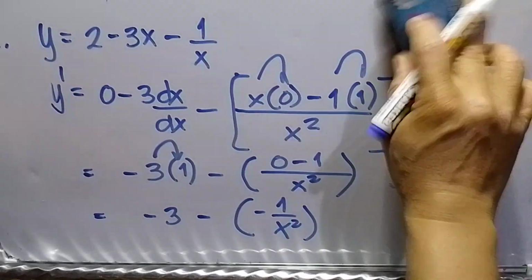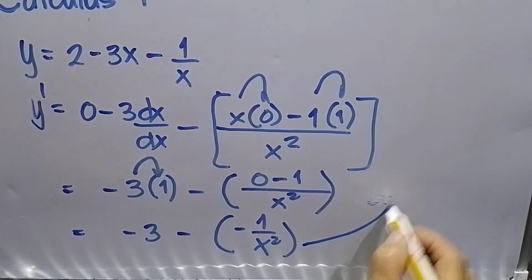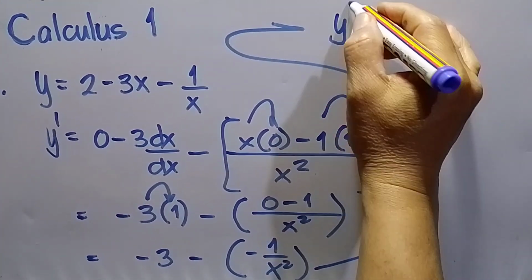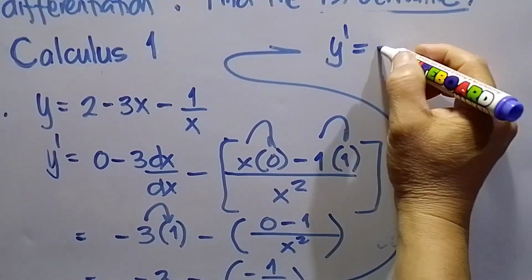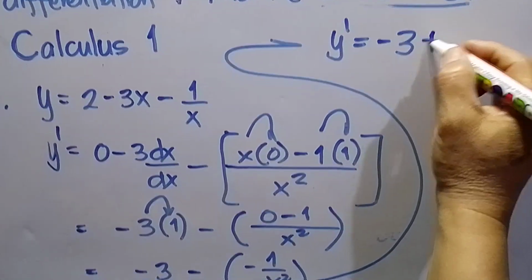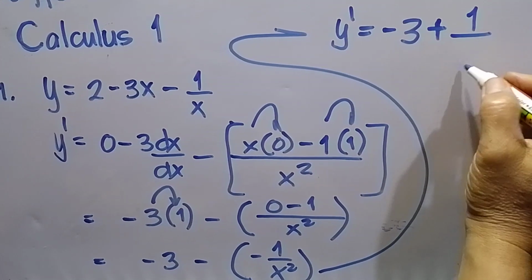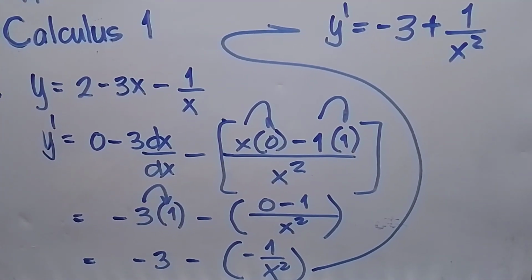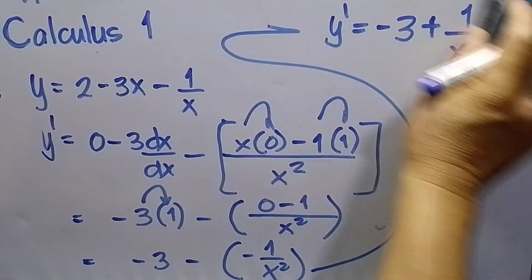So note that negative times negative. This will be y prime is equal to negative 3. Negative times negative, that will be positive 1 over x squared. So that's the answer for number 1. So let's proceed to number 2.